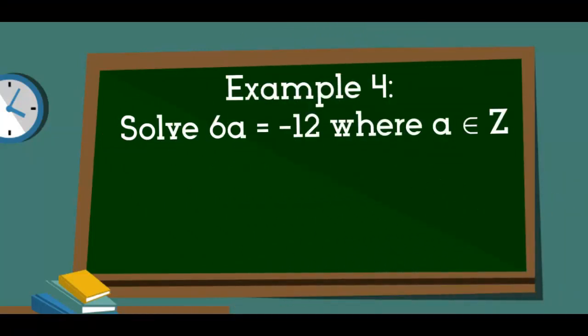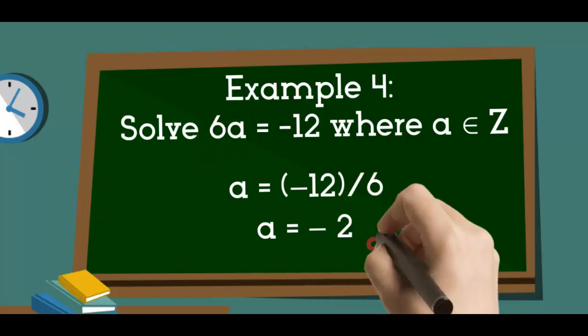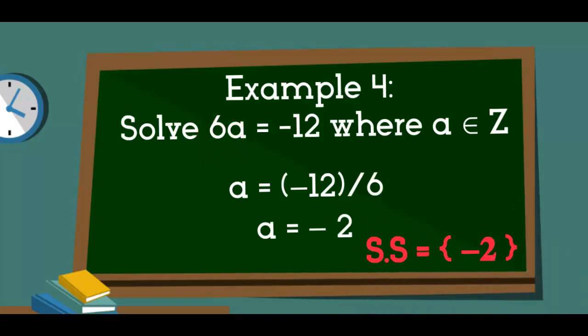Solve 6a equals negative 12 where a belongs to Z. This means that the value of a must be found inside of Z. Let's first see where my variable is and what operation was performed. a is my variable and it's 6 times a, so the operation is multiplication. a equals negative 12 divided by 6. a is equal to negative 2. So my solution set is {negative 2}.